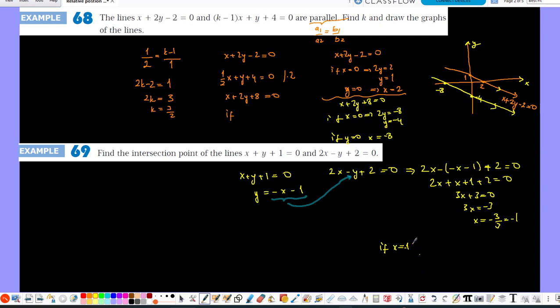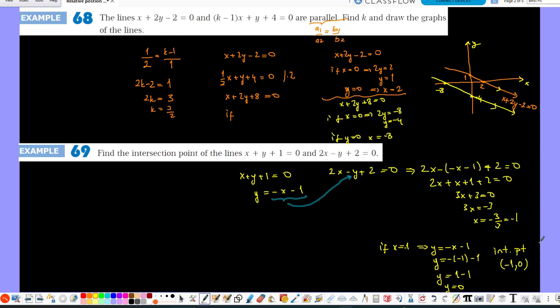If x is equal to minus 1, then we know that y is equal to minus x minus 1, which is y is equal to minus (minus 1) minus 1. It's going to be y is equal to 1 minus 1, so y is equal to 0. So from these two, we can understand that their intersection point is x is equal to minus 1 and y is equal to 0.